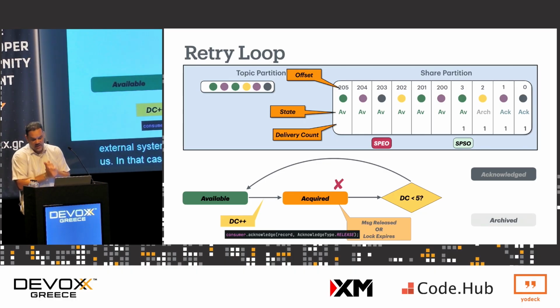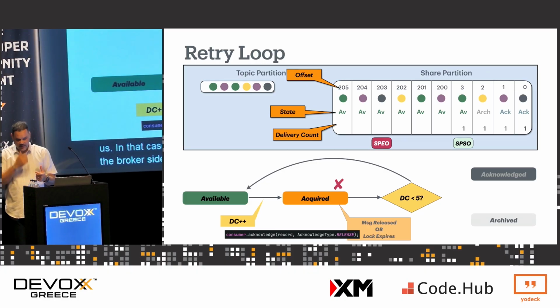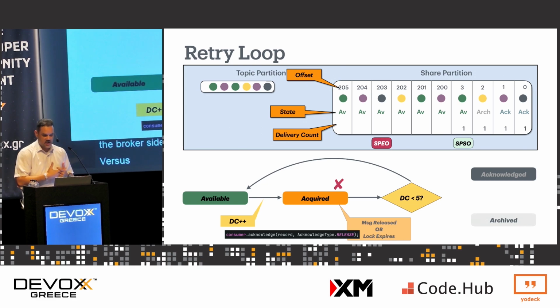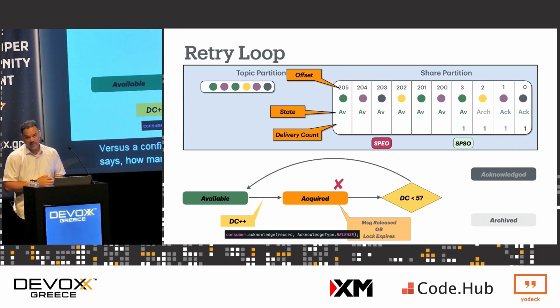And what happens then on the broker side is the broker evaluates the delivery count of that event versus a configurable setting within the broker. In this case, the default for that is 5. It says, how many times have we tried to process this event? Well, we've only tried to process it once. 1 is less than 5. So we're going to transition that event back to the available state so that another member of our consumer group, our shared consumer group, can poll, grab that event, and try it again.